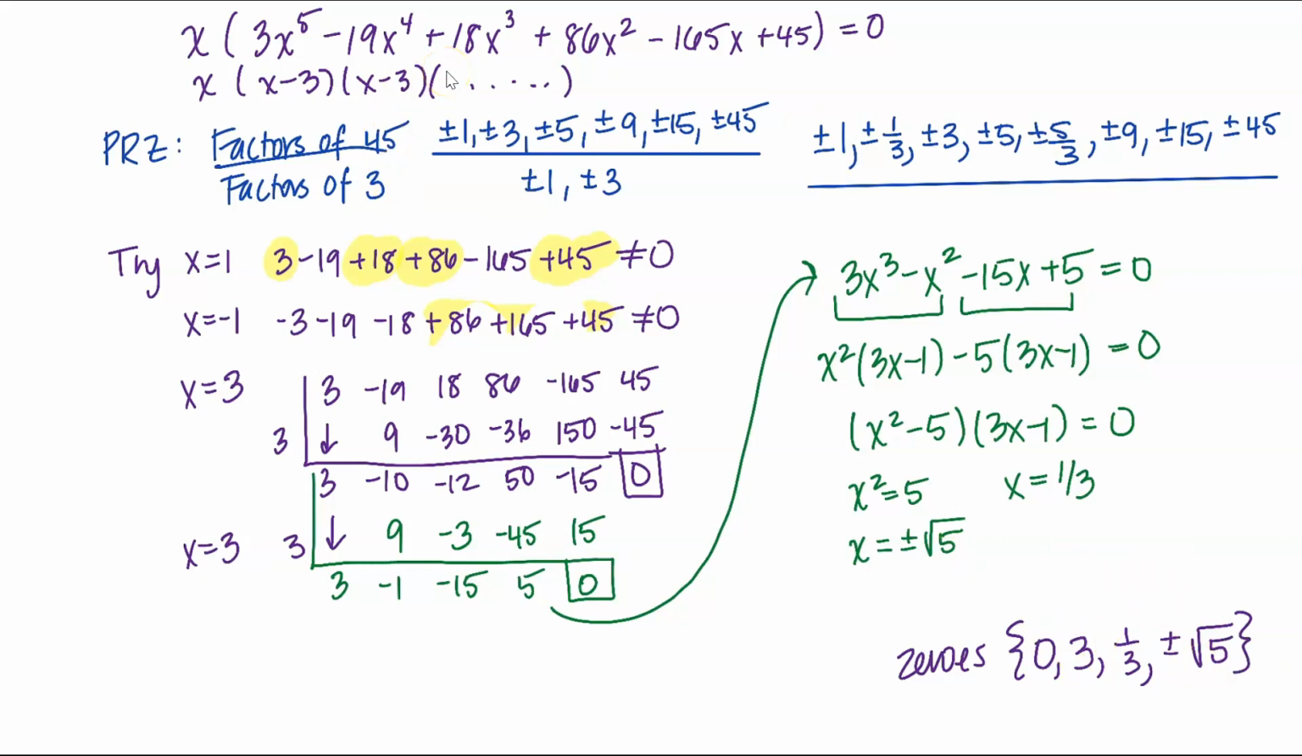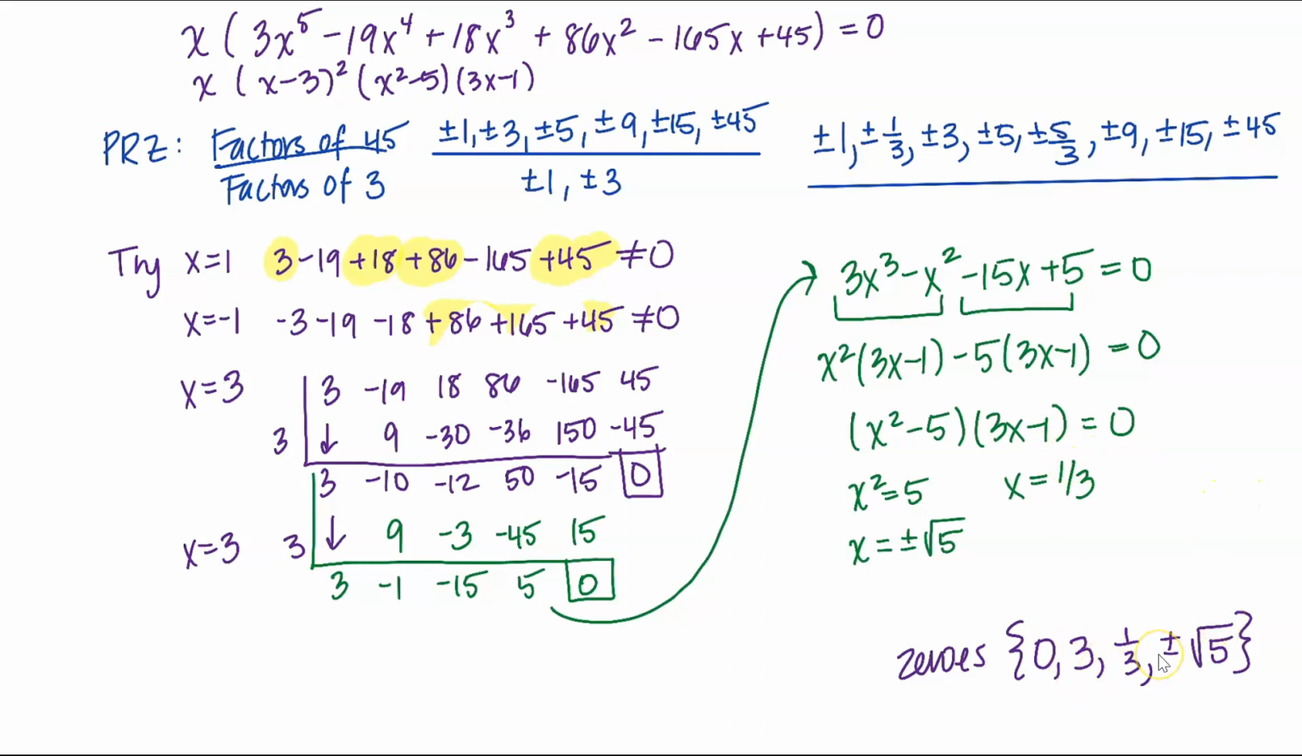And then, not that the problem asked me to, but I can write the completely factored version now. We have x minus 3, x minus 3, which is x minus 3 squared. So I'm going to write it like that. And then we have x squared minus 5 and 3x minus 1. So that's this polynomial completely factored out into linear and irreducible quadratics.